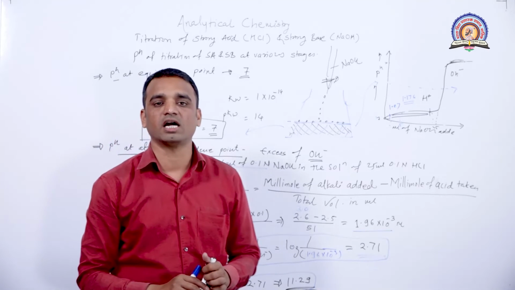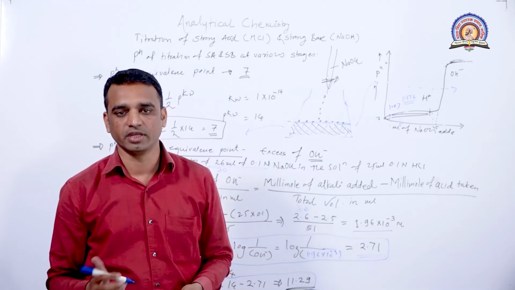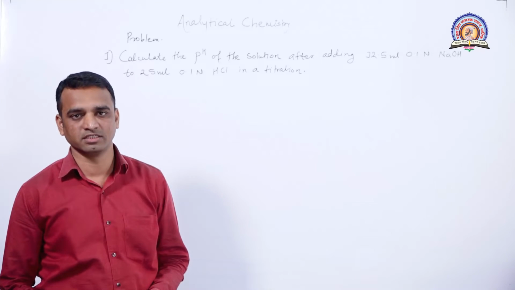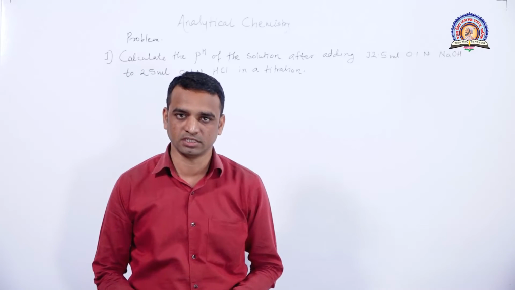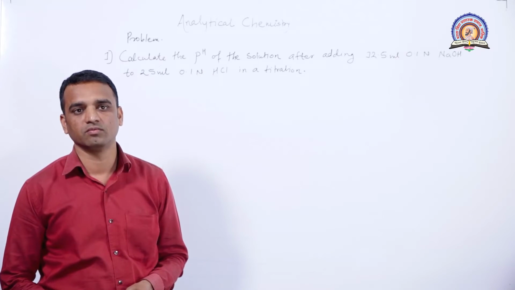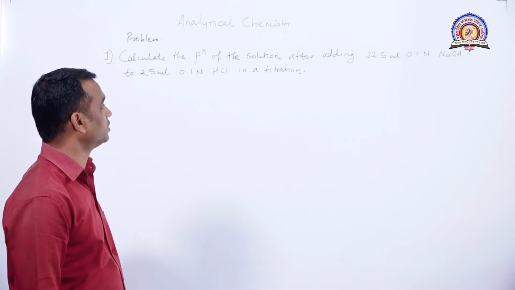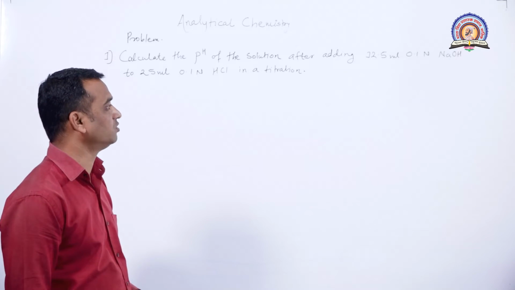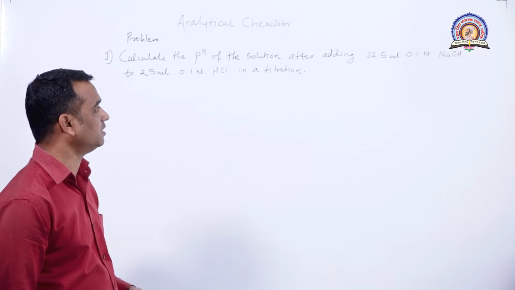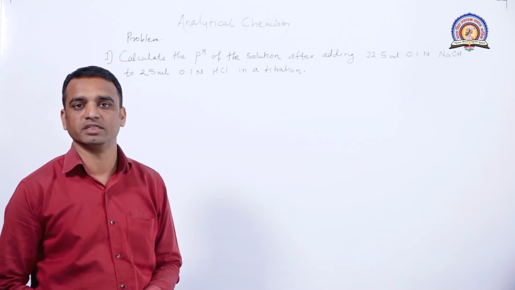So we can solve the problem which is asked in your examination, that is, calculate the pH of the solution after adding 2 ml, 5 ml, 10 ml of NaOH or HCl. So we can see the titration curve of strong acid strong base, and we have to calculate the pH at various stages. Depending on this topic, one problem is asked like this: calculate the pH of the solution after adding 12.5 ml 0.1 normal NaOH to 25 ml 0.1 normal HCl in a titration. That means here we can calculate the pH of the solution at various stages.